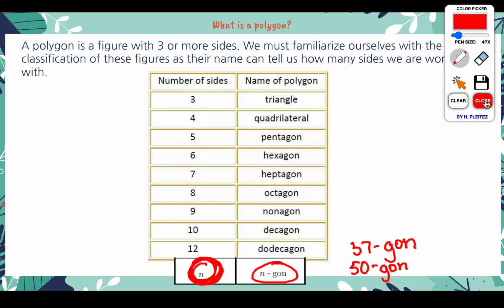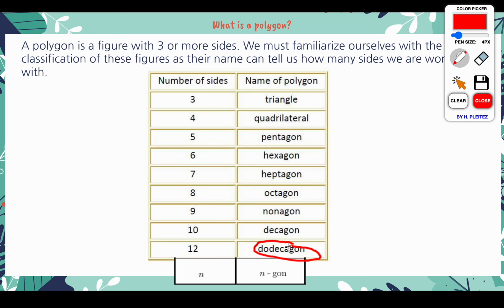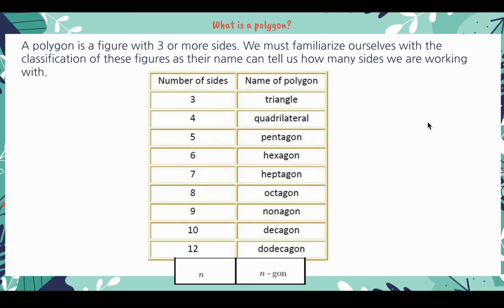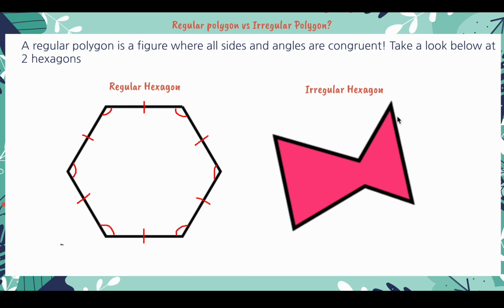Knowing how many sides a polygon has is going to be really, really important. Sometimes the Regents will give you a name, like it'll say, in a dodecagon, right? And you have to be able to tell that a dodecagon has 12 sides. So this table is something you're going to have to remember.